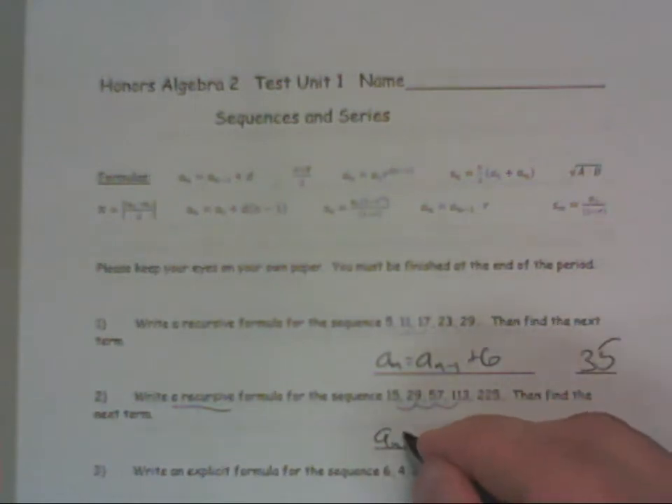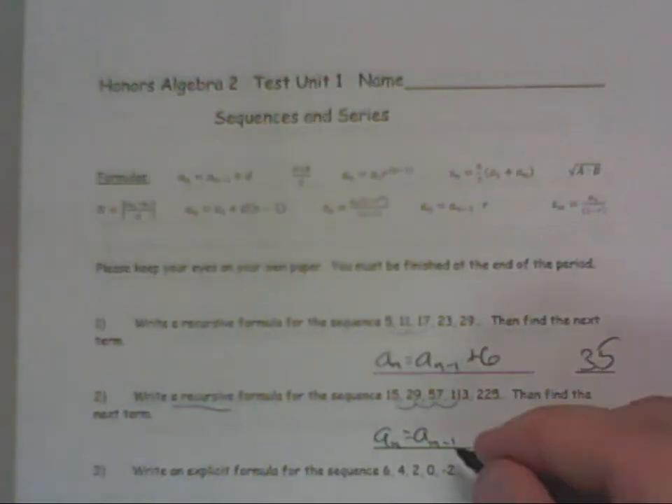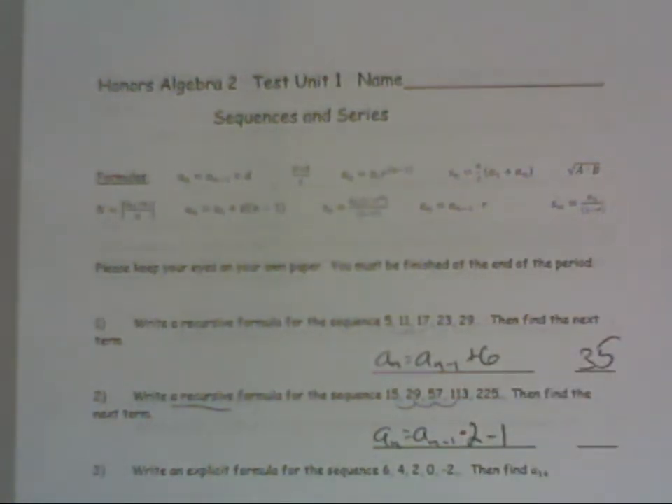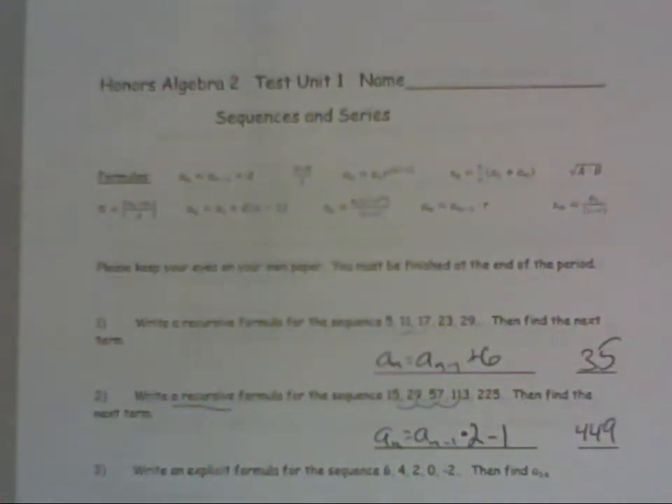In order to find a sub n, you could take the previous term, which is a sub n minus 1, multiply it times 2, and then subtract 1. That's one way to do it. There are other ways that people found in order to do that, but this is probably the one that was used the most often. And then to find the next term, we would take 225 and double it, which is 450, and then minus 1, which is 449. These are both worth 4 points apiece, 1 and 2.